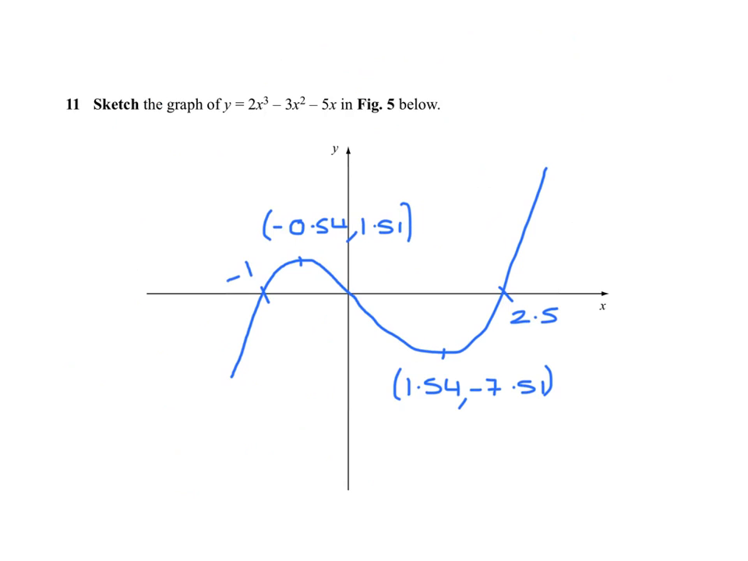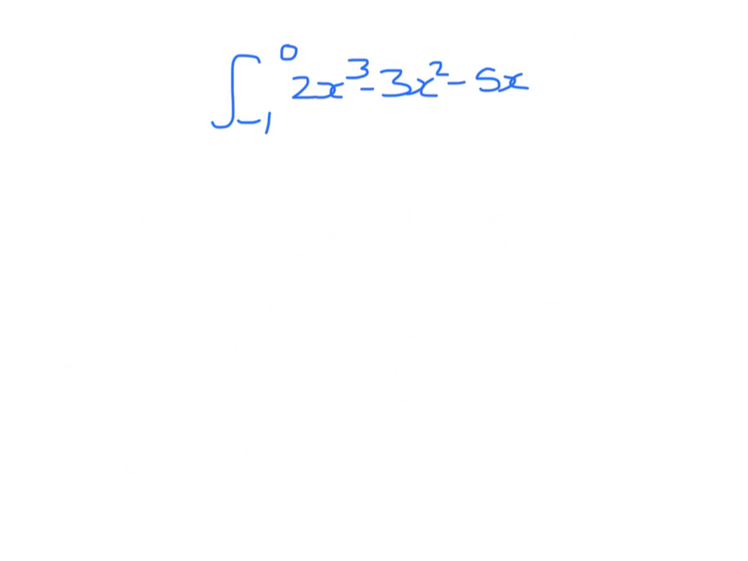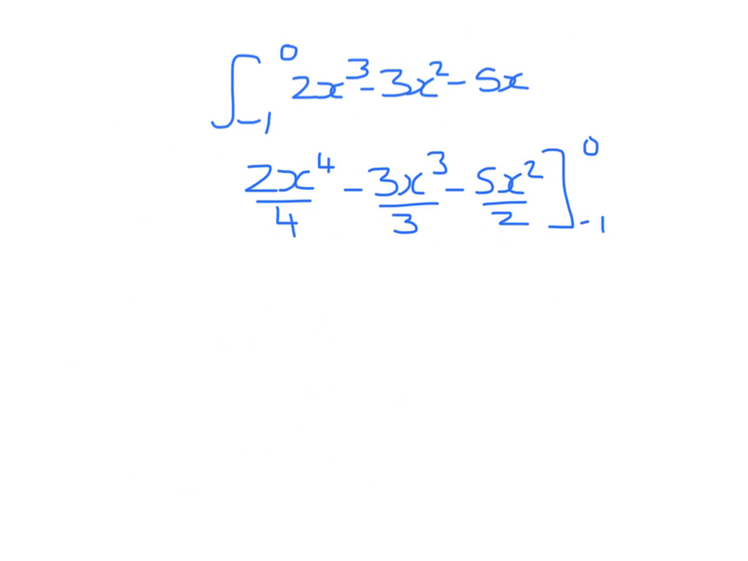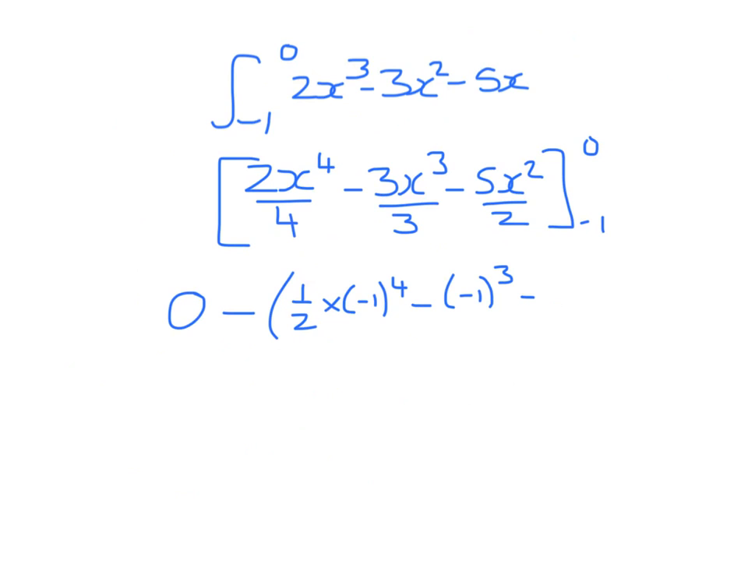In the final part, I'm asked to find the area, and it's the following area. So I'm going to want to integrate from minus 1 to 0 my curve with respect to x. So integrating, we add 1 to the power and divide by the new power. When we're substituting in, we substitute in the top limit first, so that's 0. And then we take away the second, so that's 1/2 times minus 1 to the power 4, minus minus 1 to the power 3, minus 5 over 2 times minus 1 squared.